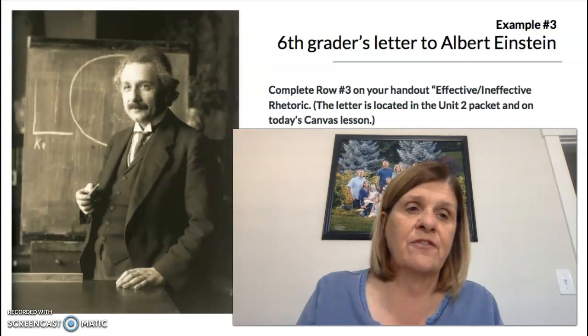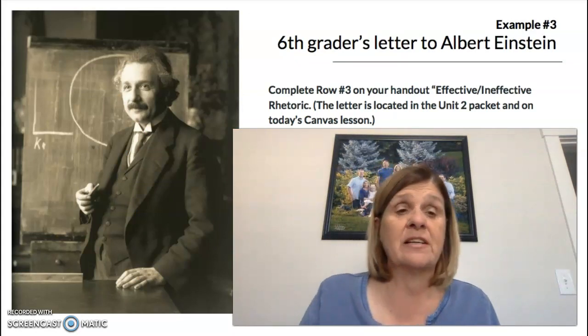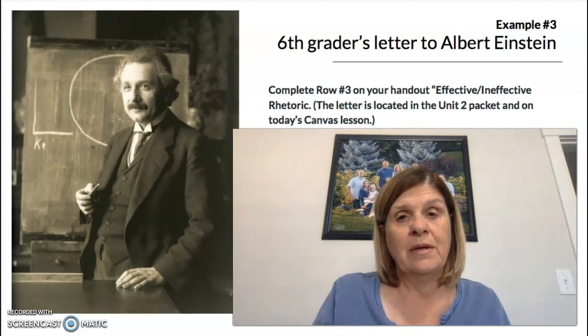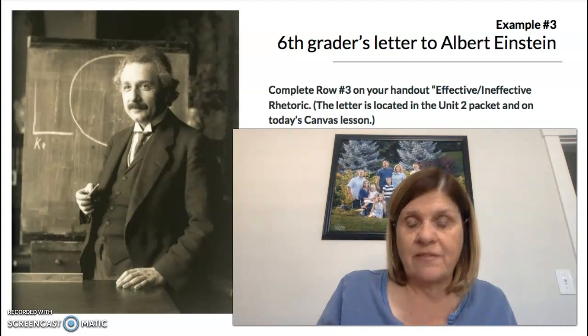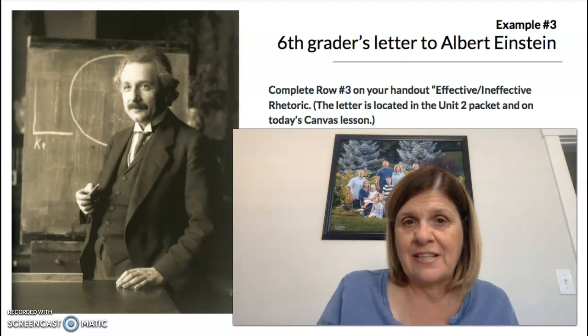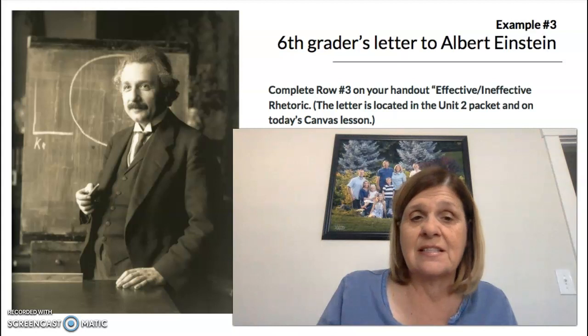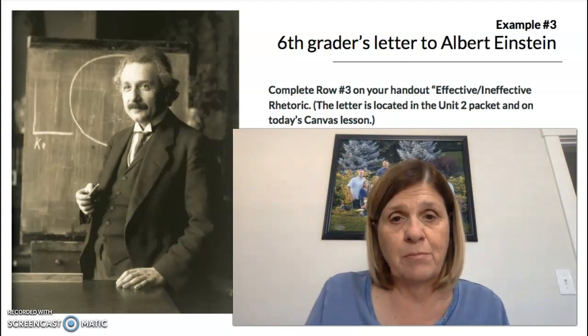The third one is a letter from a 12-year-old girl to Albert Einstein, and she sent him a letter asking him if he prays or not. And so I want you to pause the video, read the letter, and decide how effective Einstein's response letter to Phyllis is. And again, I put that response letter in the teacher's notes and your resource booklet.